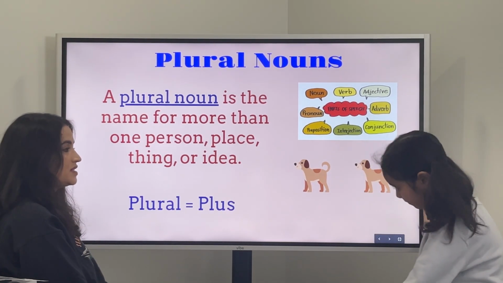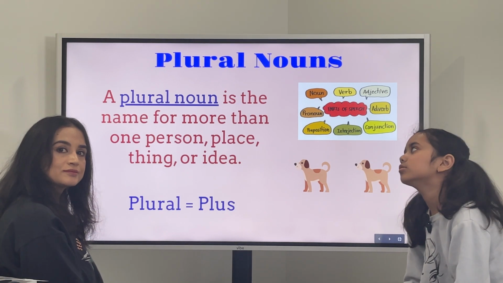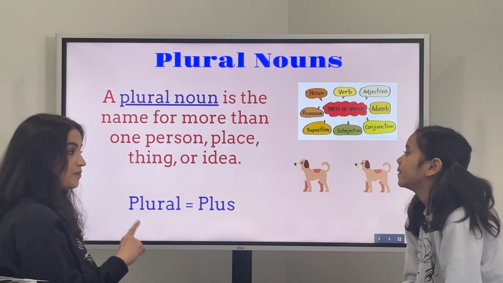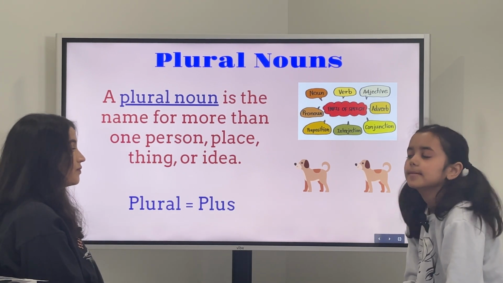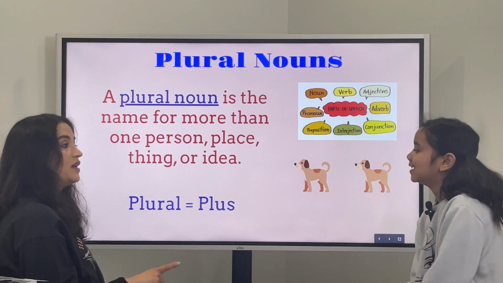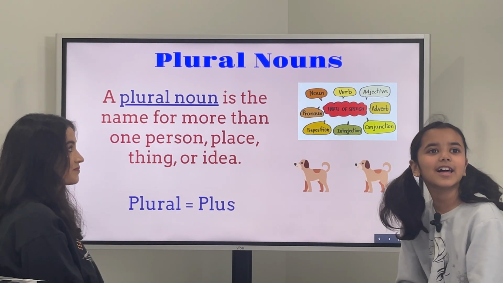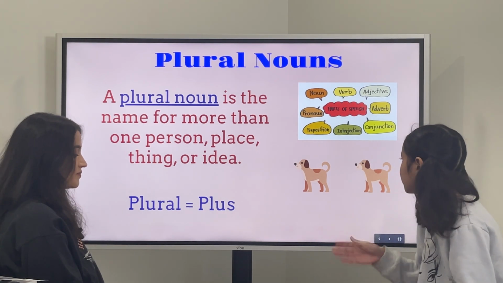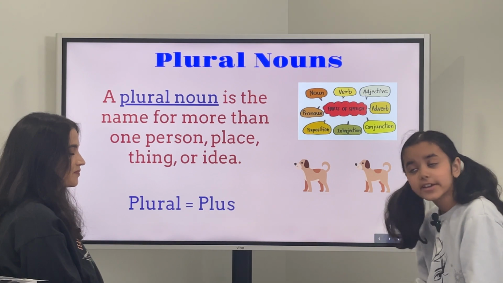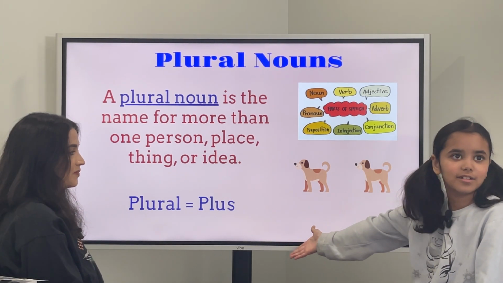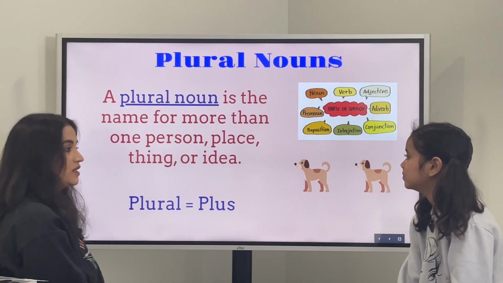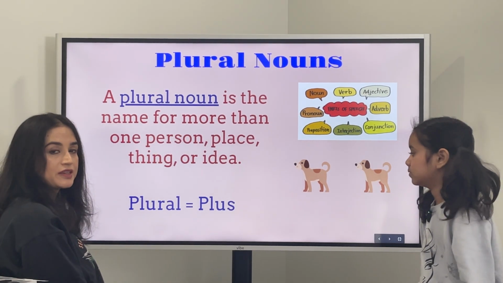So now plural nouns. What do you know about the plural noun? A plural noun is the name for more than one person, place, thing, or idea. Plural means plus, a lot, so more than one. It's basically, you know how if you want two dogs, you put an s at the end of dogs, right? So the key word is more than one. It could be two, it could be a trillion.